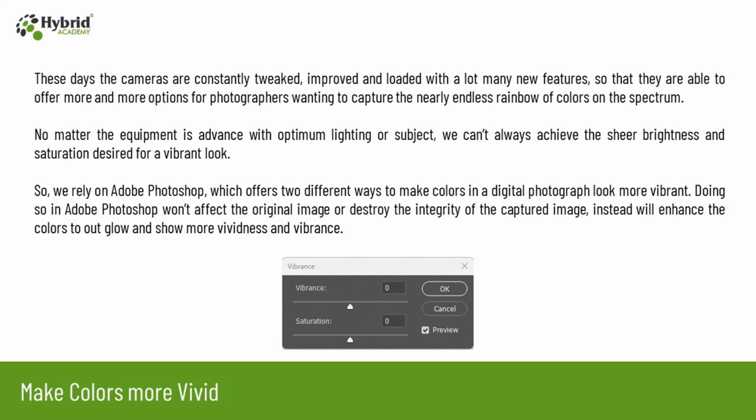So we rely on Adobe Photoshop, which offers two different ways to make colors in a digital photograph look more vibrant. Doing so in Adobe Photoshop won't affect the original image or destroy the integrity of the captured image. Instead, it will enhance the colors to outglow and show more vividness and vibrance. Let's see how we can do this in Photoshop.